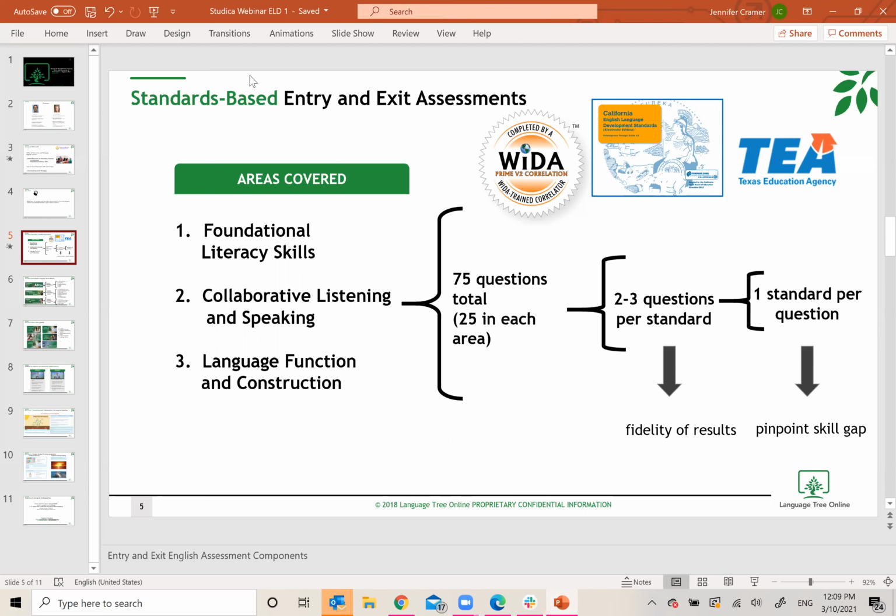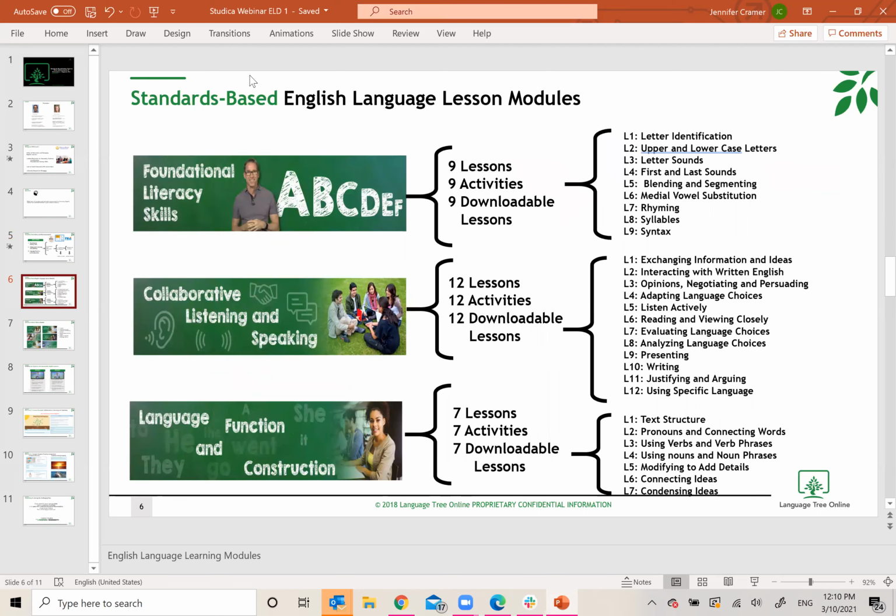Great, thanks, David. Yes, so the standards-based assessment corresponds to the standards-based lessons. And so you'll see those same three buckets: the foundational literacy skills, collaborative listening and speaking, and language, function, and construction. We really have a uniform teaching style in the sense that the lesson input is given by the virtual professor. It's video-based. The students can watch the input as many times as they need to. And then from there, they go through their activities. We try to make the activities very different and unique, so they don't all look and feel the same way, to gauge a student's interest.